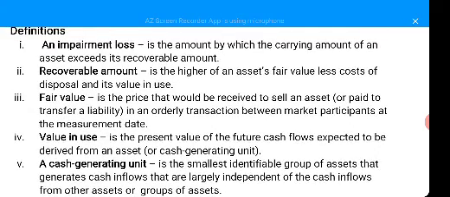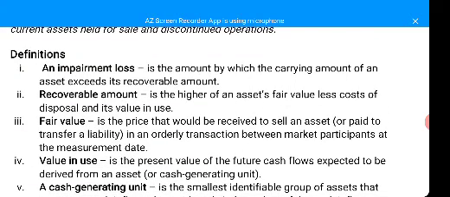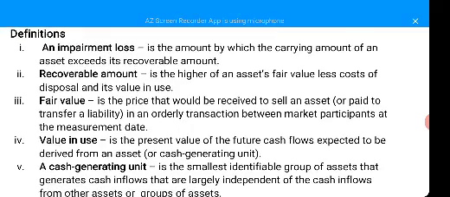Now, recoverable amount itself is the higher of an asset's fair value less cost of disposal and its value in use. That means we've broken it down: your recoverable amount is your fair value less cost to sell, or your value in use.